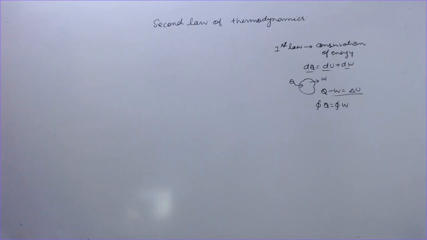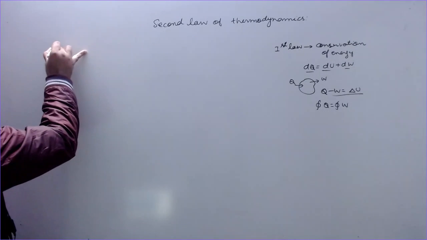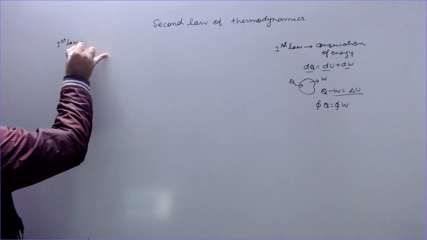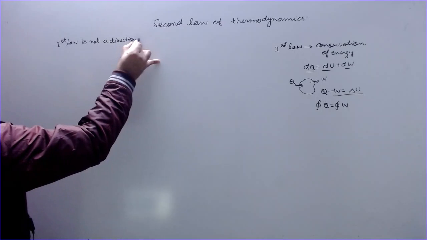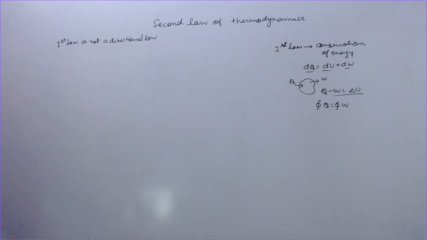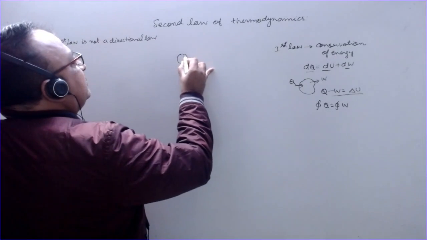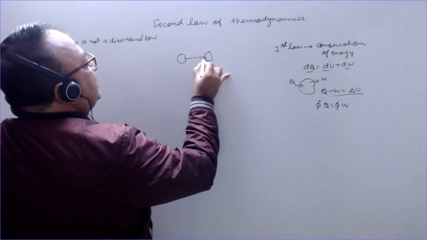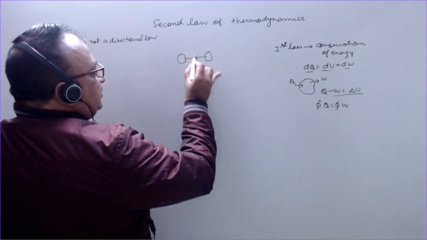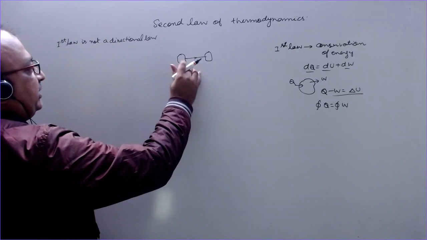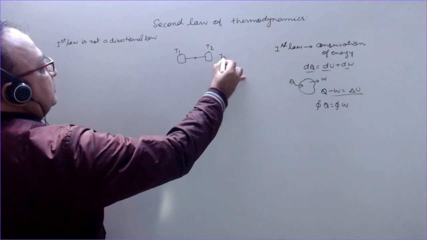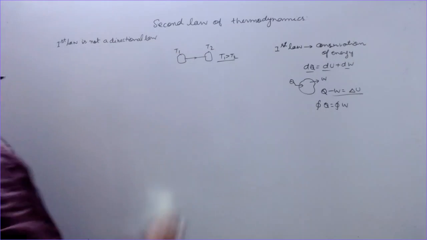Now let us discuss the second law of thermodynamics. The difference between first and second law is, first law is not a directional law, whereas second law is a directional law. So if you have this body and this body, they are connected by this rod, say heat is flowing in this direction. First law does not tell you the direction of heat flow. First law tells that energy is conserved, but it will not tell you in which direction the energy is going to flow. It is the second law which tells you that energy flows from a higher to lower temperature. So second law is a directional law.